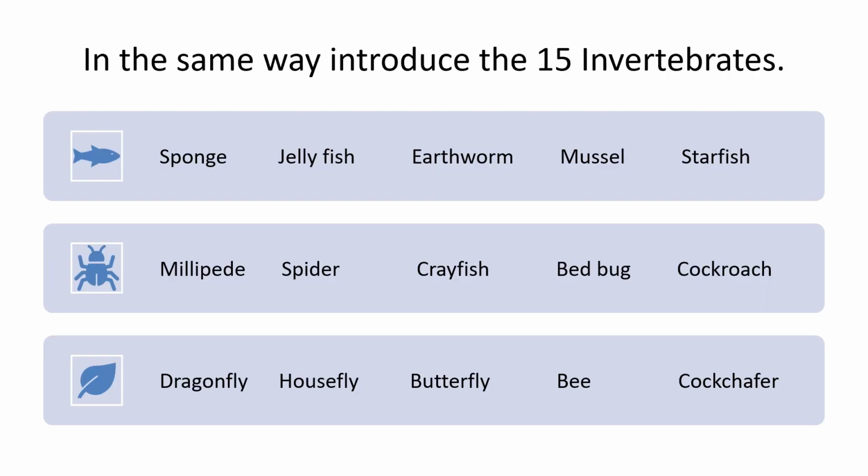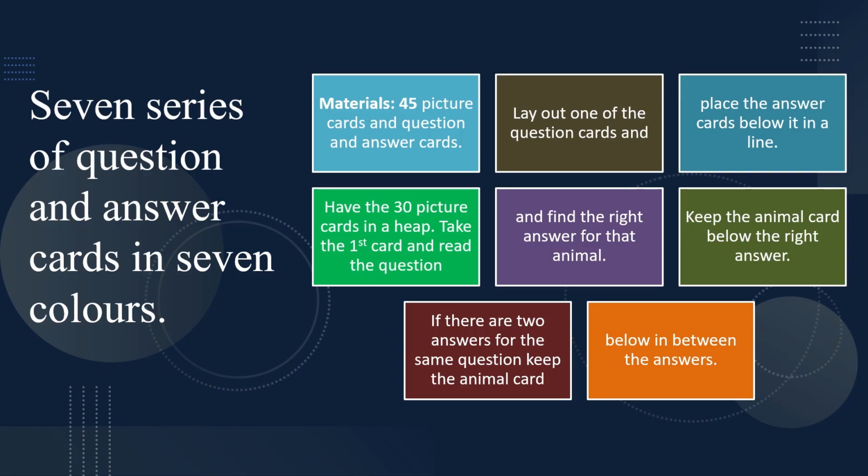In the same way, introduce the 15 invertebrates. And I'm giving you the list of the invertebrates that we usually use. After we match the story cards to the picture and the label, we move on to the next series, that is the question and answer cards. And there are 7 series in 7 colors.